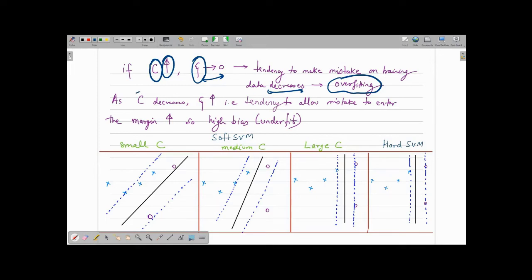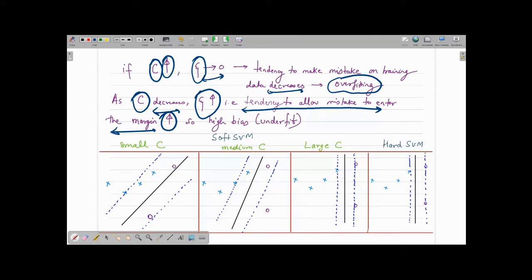Whereas if you decrease C, what will happen? Your zeta will increase, it's obvious, the other way around. So the tendency to allow mistakes to enter into the margin increases. If you increase zeta as high as possible, more points will enter into the margin. So it is a situation of underfit, you can say high bias, because the classifier is creating errors in most of the data.